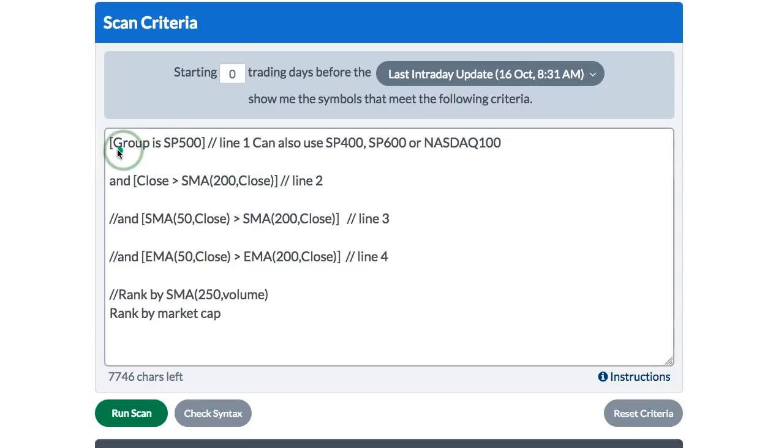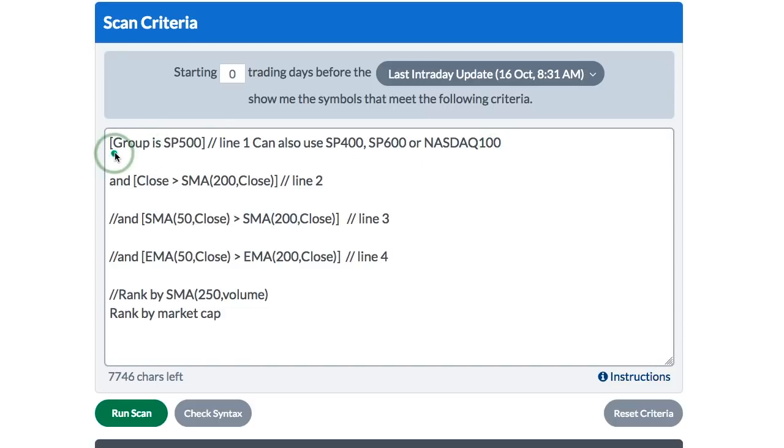So up at the top, I've got group is SP 500. You can see it's enclosed with brackets. And then the two forward slashes mean I could ignore everything to the right there. Now you can also use SP 400 for the S&P 400 mid cap, SP 600 for the S&P 600 small cap, or NASDAQ 100, of course, for the NASDAQ 100.